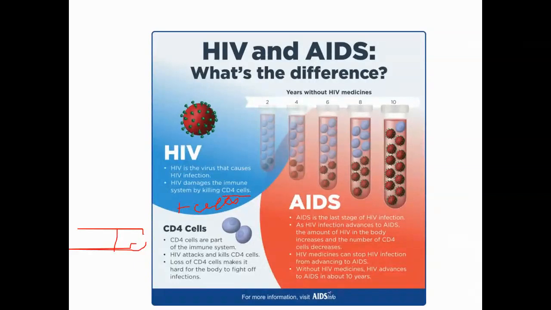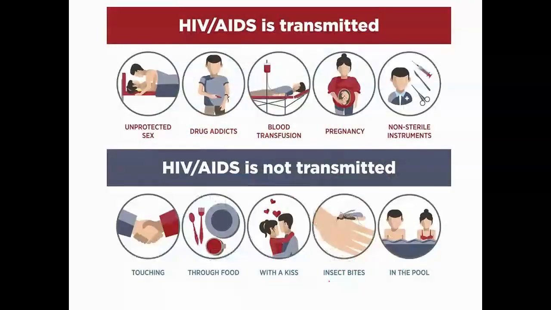Okay, and then AIDS. AIDS is the last stage of an HIV infection. As HIV infection advances to AIDS, the amount of HIV in the body increases, viral load increases, and the number of CD4 cells decrease. So these are CD4 cells with a little bit of virus. As it progresses and progresses, now we have high viral load, low CD4. That's HIV. HIV medicines can stop HIV infection from advancing to AIDS. Very sophisticated now, very well treated. Without HIV medications, HIV advances to AIDS in about 10 years.